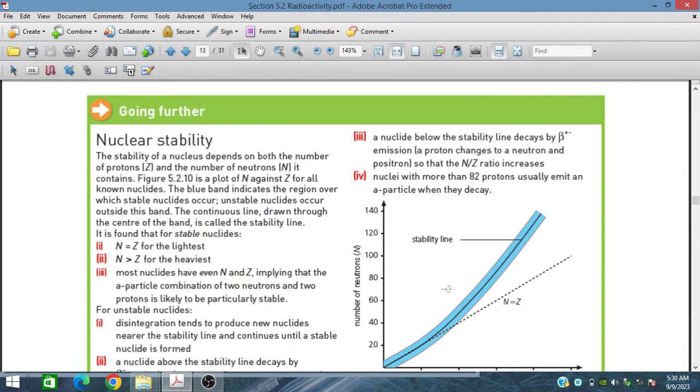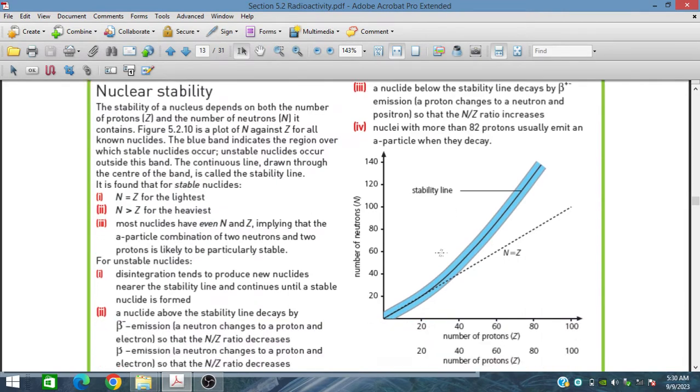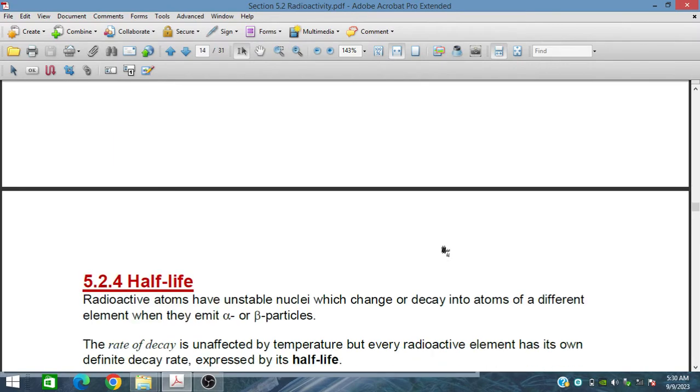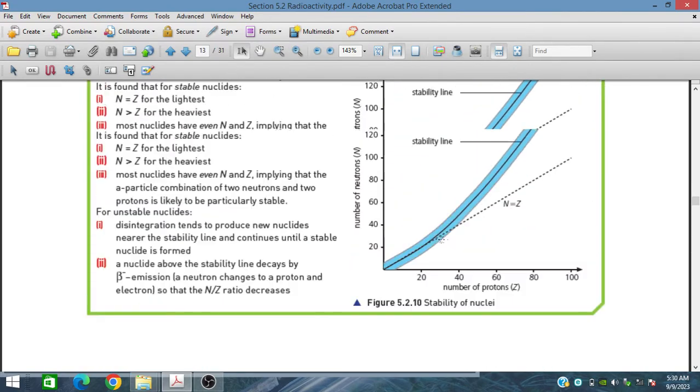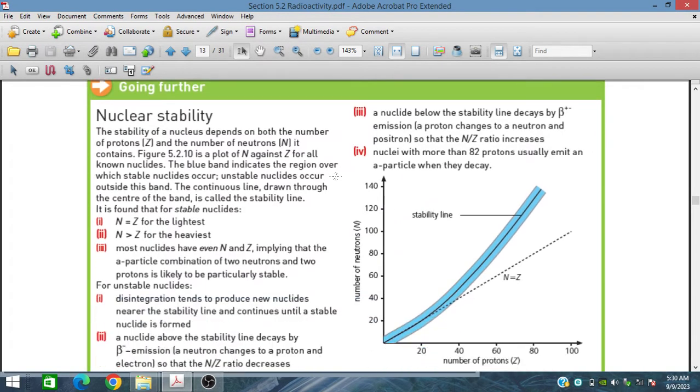Bismillahirrahmanirrahim. In this session, we will discuss half-life, and for this half-life, nuclear stability is very important. The stability of a nucleus depends on both the number of protons and the number of neutrons. So this is the figure, and this is the stable line.